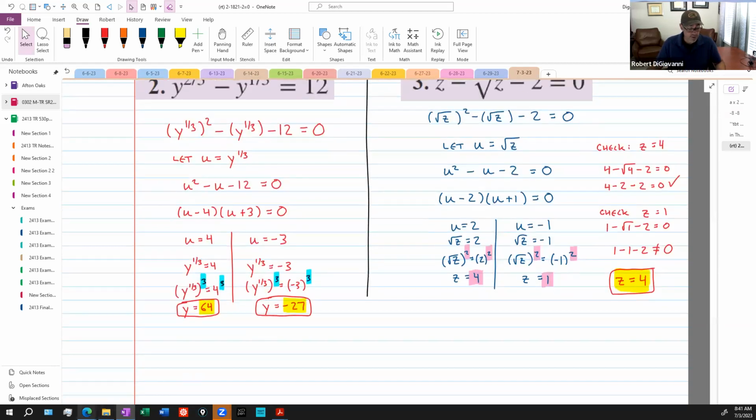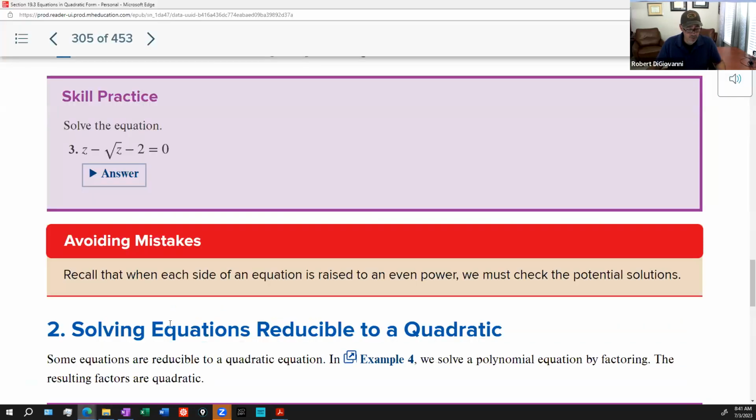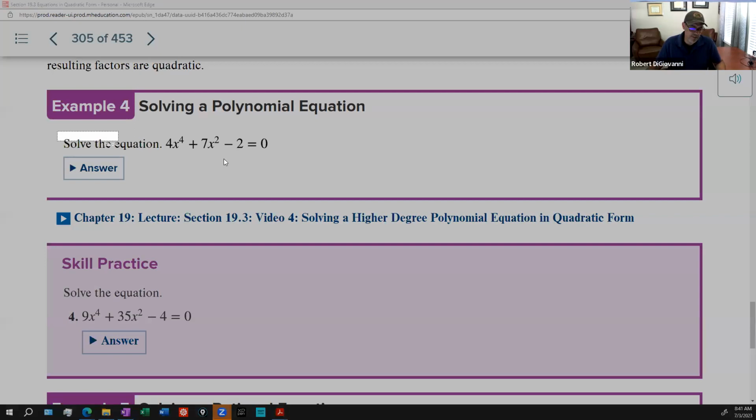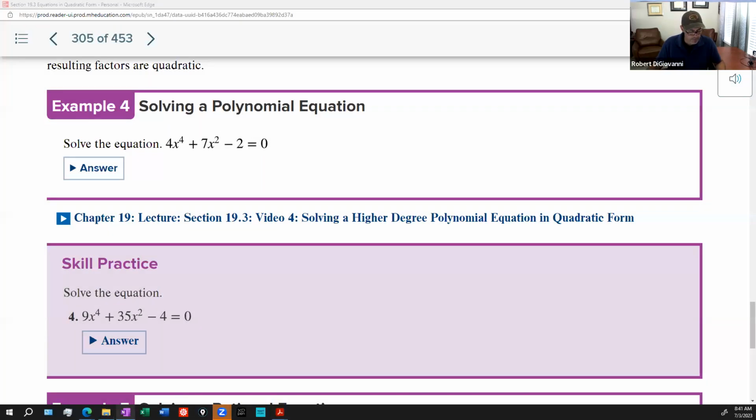All right, we're still going to continue, same section. We're going to look at a different type of problem. It's the same idea, but it just looks different. So here we go.